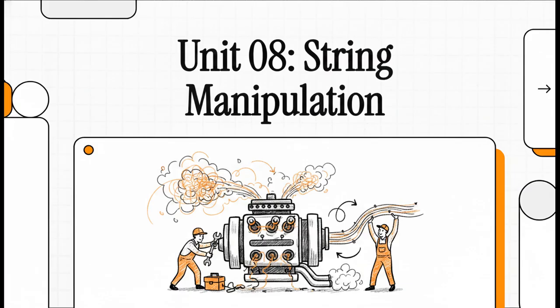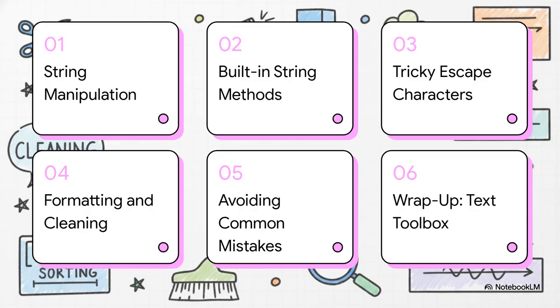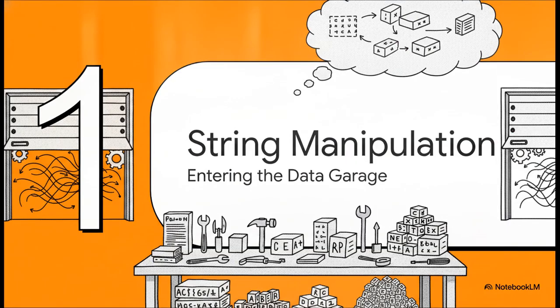Today, you're the mechanics, and we're going to learn exactly how to pop the hood on that text data and get it running beautifully. Here's our roadmap for today. We'll figure out what string manipulation actually is, look at built-in string methods, learn to tame those tricky escape characters, do some formatting and cleaning, go over how to avoid common mistakes, and wrap up by putting together your brand new text toolbox. All right, let's jump straight into section 1.